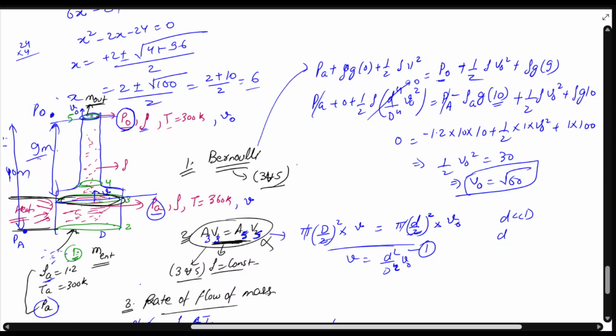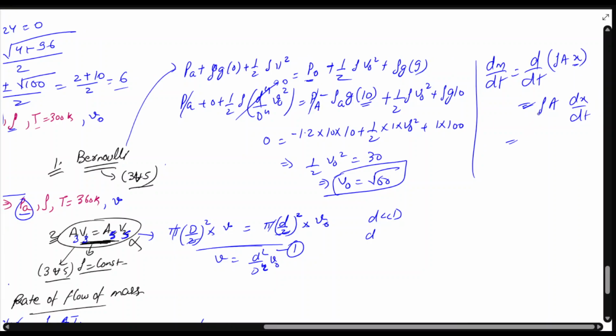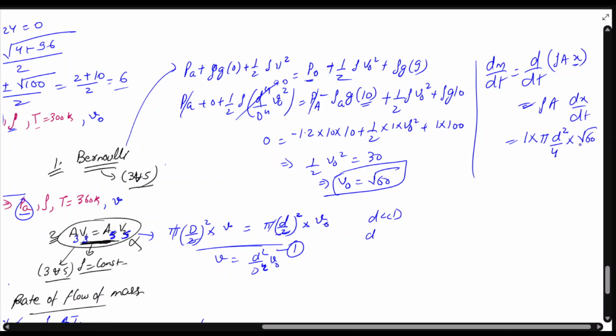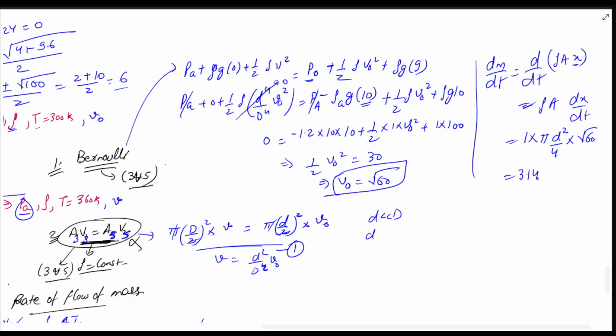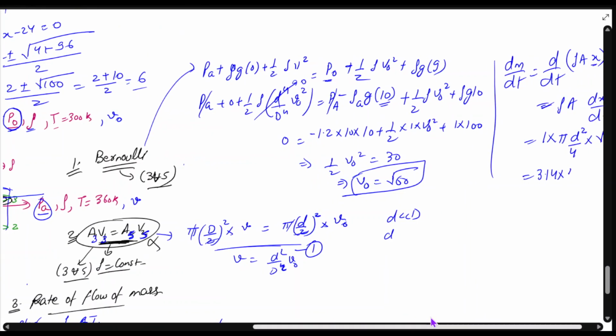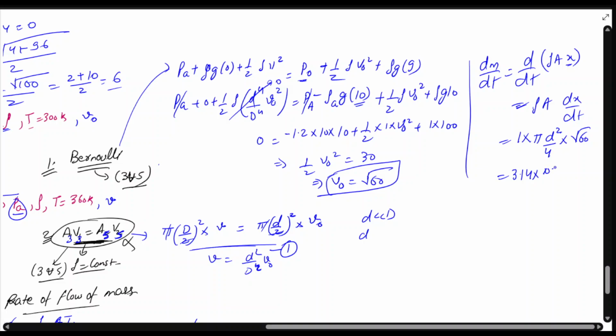Now the smoke is getting out, so density will be rho. The density of smoke or the heated air is 1. Area will be pi d square by 4 into v naught as root 60. So it will be 3.14 into d square. So d was 0.1, right? Yes, so 0.1. So it will be 0.1 to the whole square divided by 4 into root 60.